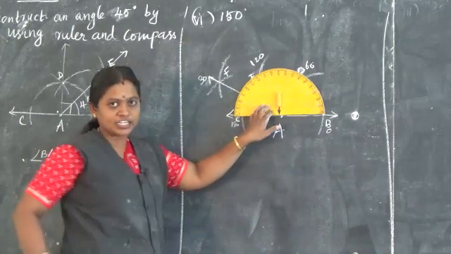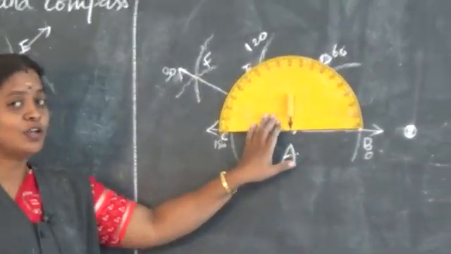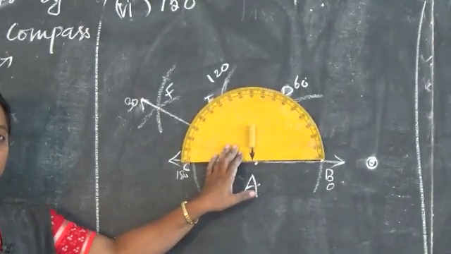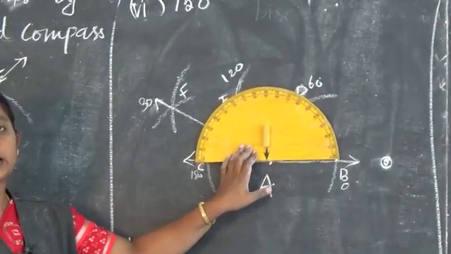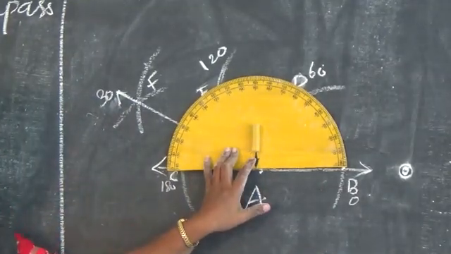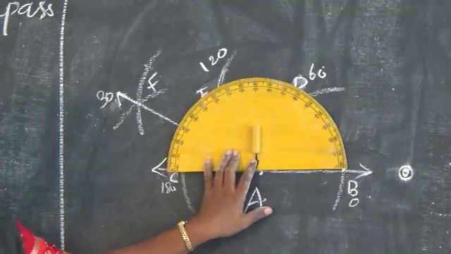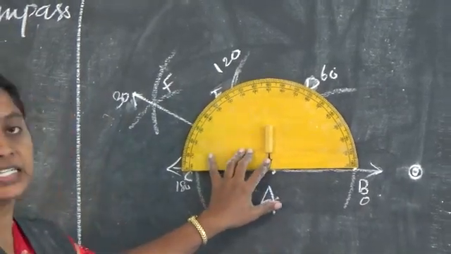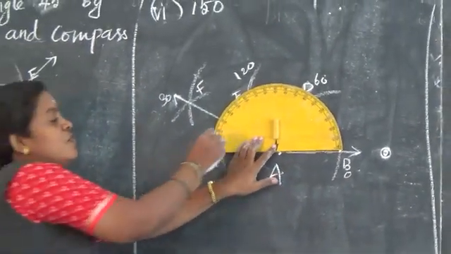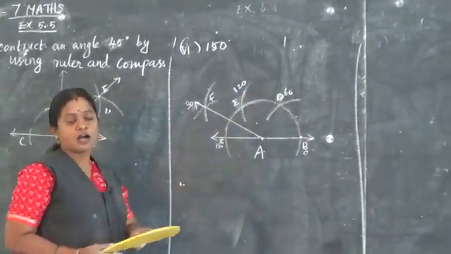How much angle are you getting, dear? 150 degrees. Amazing, no? We didn't use any protractor. I am using only ruler and compass. You are getting 150 degree. Whenever you are marking the angle, you should look at that inner angle alone. What is the inner angle? 150 degree.